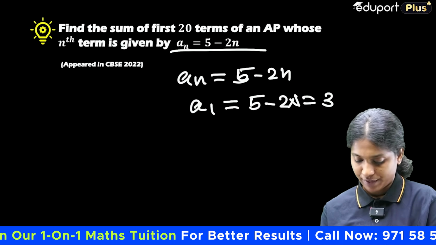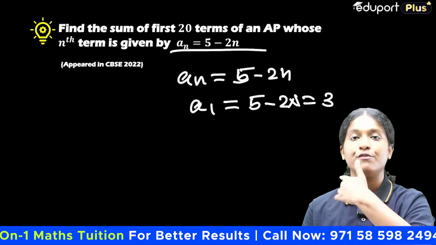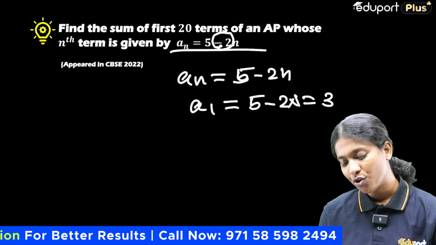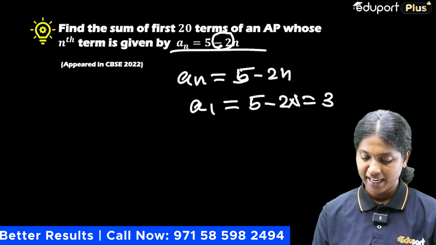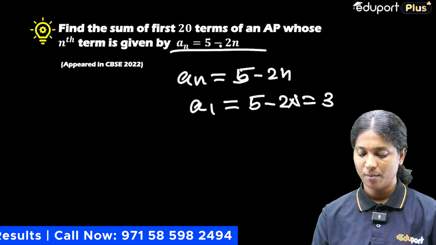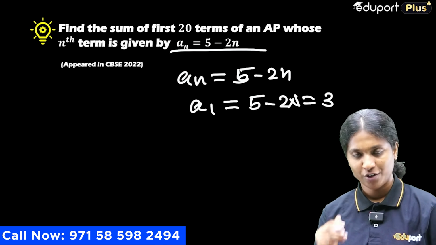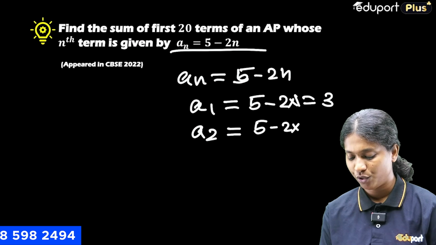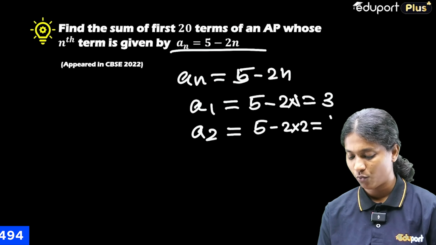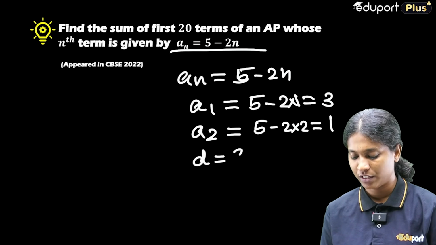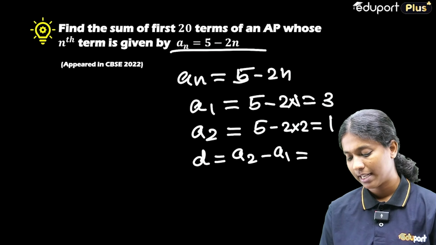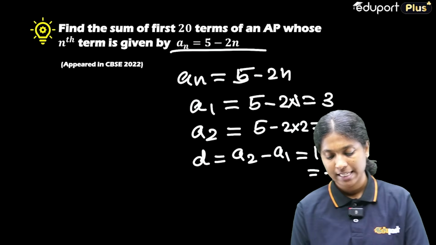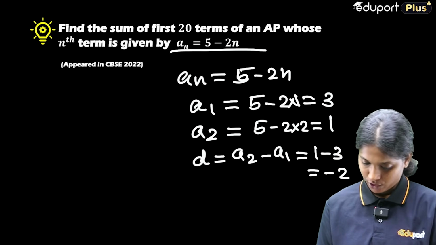Now what will be the common difference? If it is a multiple choice question, you can find the common difference by just knowing the coefficient of n. That is, minus 2 will be the common difference. But this question is a descriptive question, so we have to find it in that way. First we find a2, which will be 5 minus 2 into 2, equal to 5 minus 4, which is 1. Now the common difference is second term minus first term. The second term is 1 and the first term is 3, so it is minus 2. We got the same. So the common difference is minus 2.